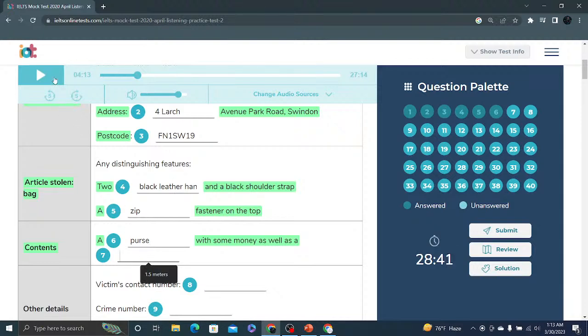I had a purse in it though, with a small amount of money, as well as my driving license.